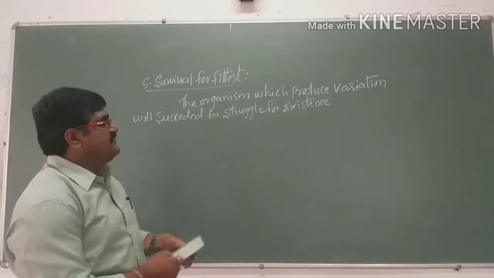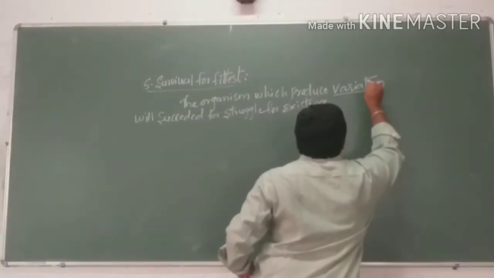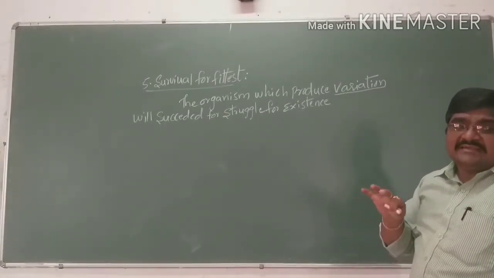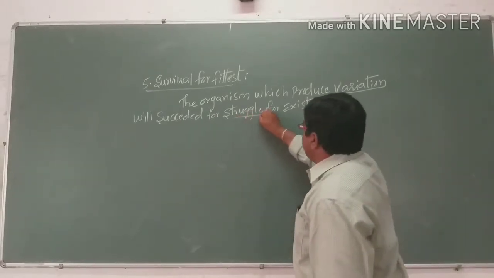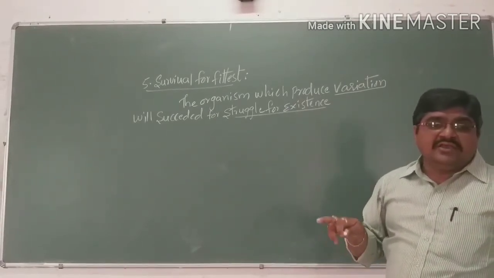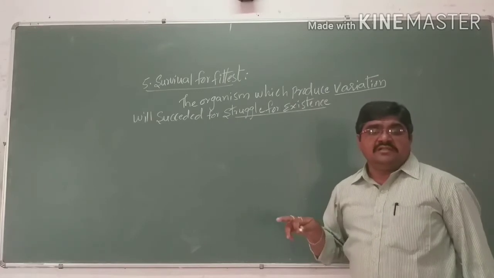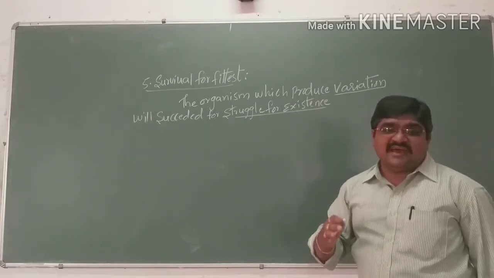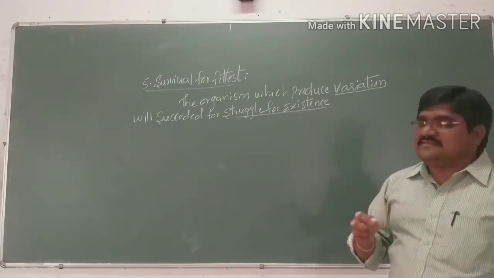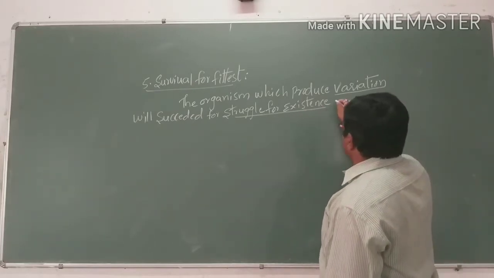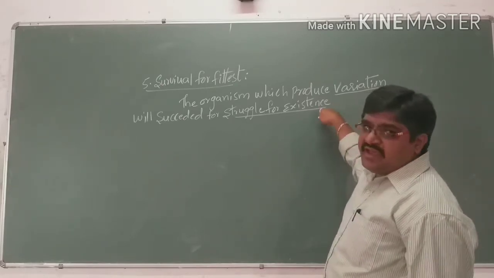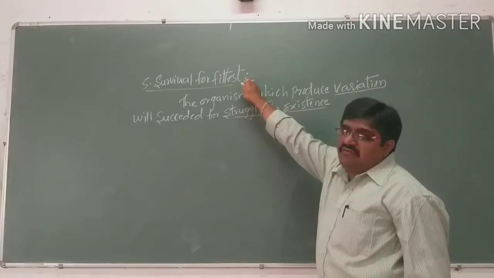That means the organisms show variations. Here variation means genetic makeup in an organism. That means new characters are produced. These new characters are helpful for the struggle for existence, helpful for competing with the same species or different species, so that when they struggle they are able to survive in nature. This process is called survival of the fittest.